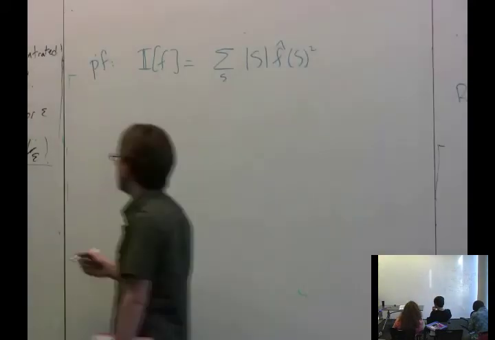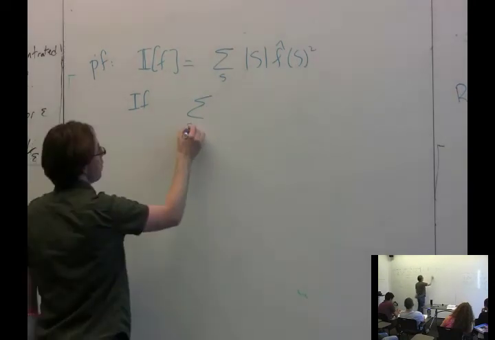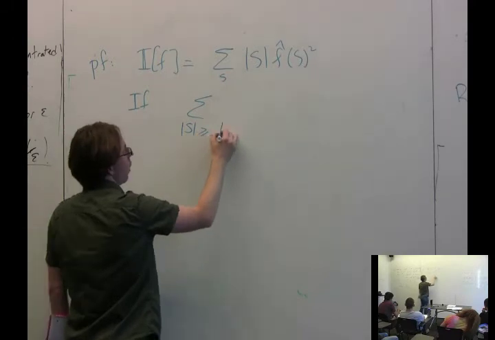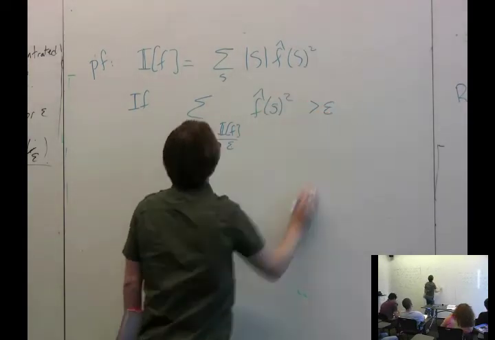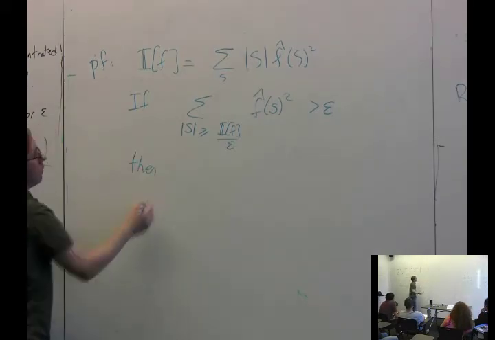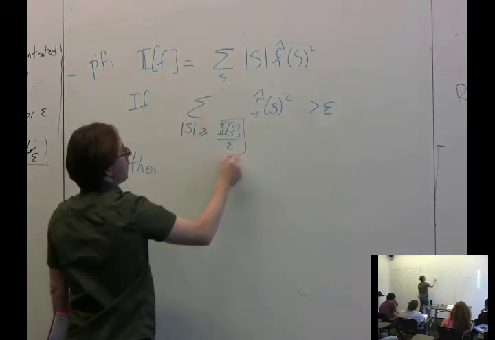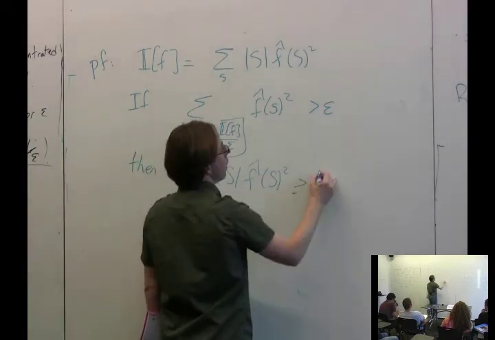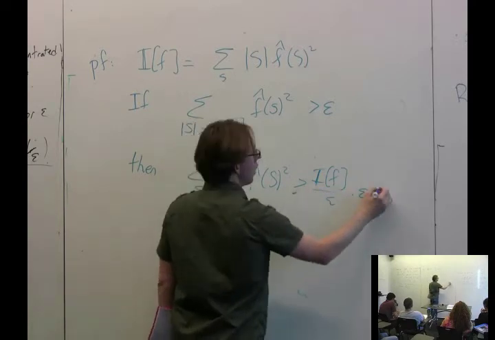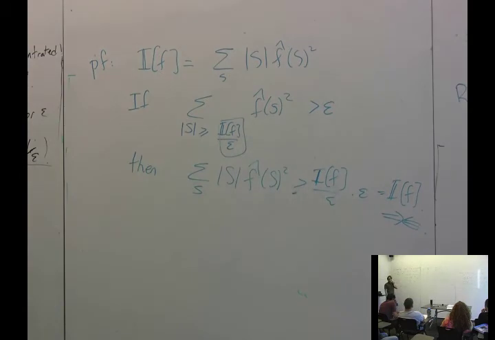Okay, and in particular, suppose this were false, it were not concentrated. So suppose the sum over sets S of degree at least total influence of f over epsilon of f hat S squared were bigger than epsilon. Well, by way of contradiction, then in this sum, for all of these terms, the cardinality is at least total influence over epsilon. So you'll be getting at least epsilon times this. The sum over S of cardinality of S times f hat S squared would be, in fact, greater than total influence of f over epsilon times epsilon, which is a contradiction. So therefore this has to be at most epsilon. It's like the same proof as Markov's inequality.